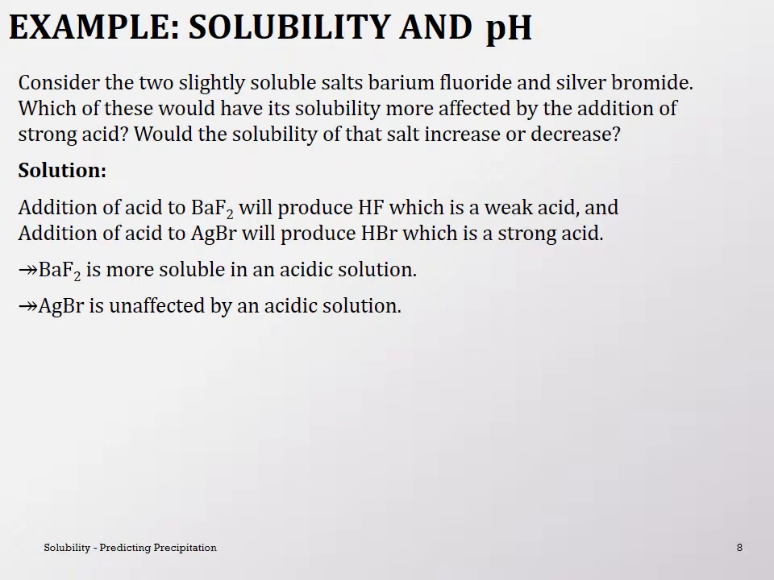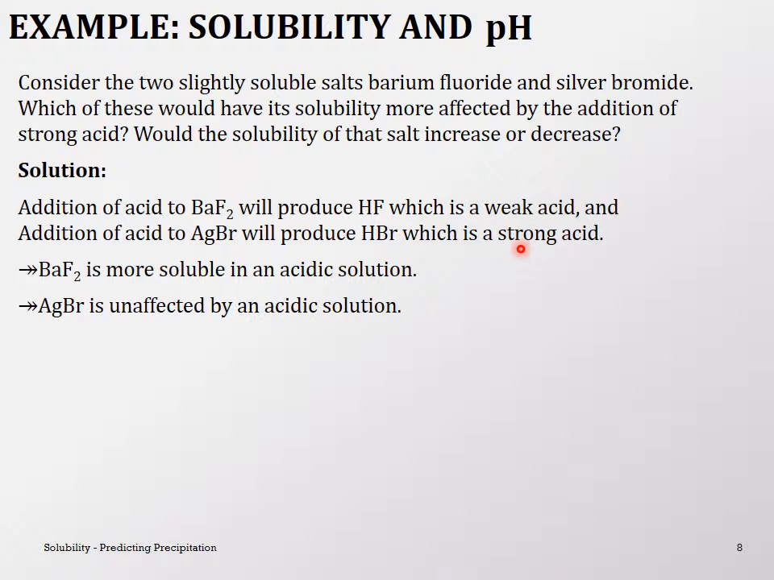Now let's see how solubility is affected by pH. An example here: consider two slightly soluble salts, barium fluoride and silver bromide. Which of these two would have its solubility more affected by the addition of a strong acid? Would the solubility of that salt increase or decrease? The first thing you have to see is what kind of products you would get. Addition of an acid to barium fluoride will give you hydrofluoric acid, which is a weak acid. Addition of acid to silver bromide, however, will give you HBr, hydrobromic acid, which is a fairly strong acid.